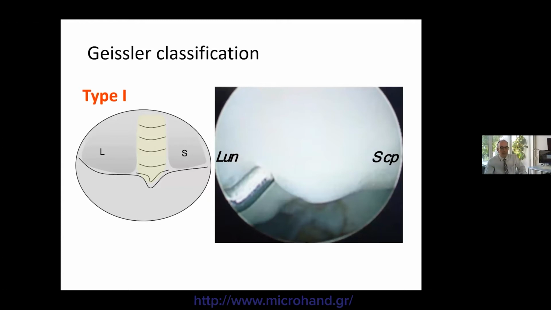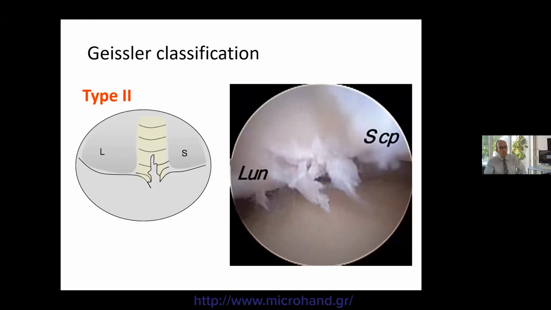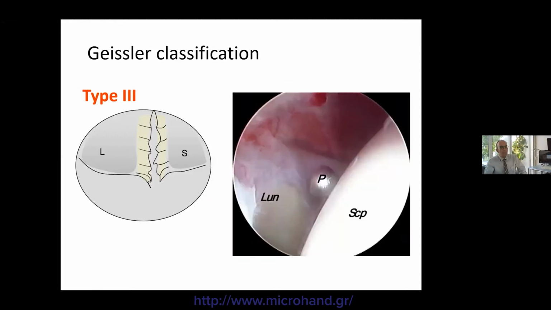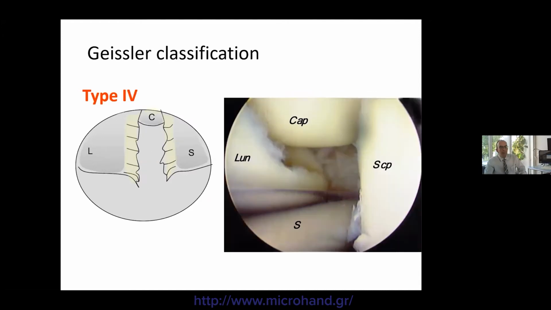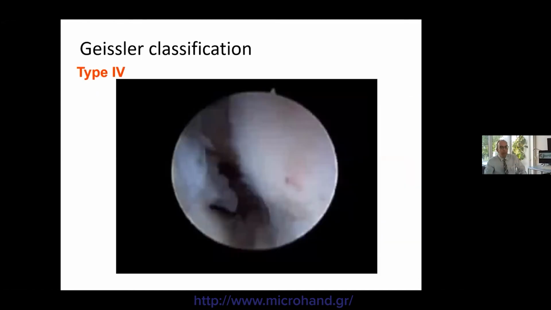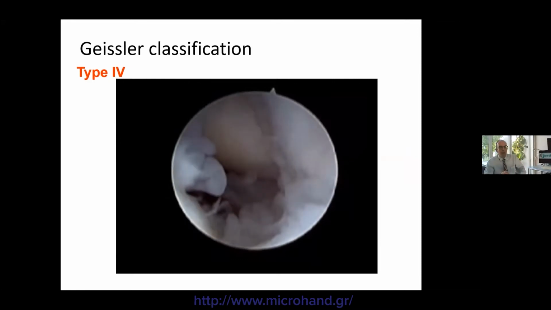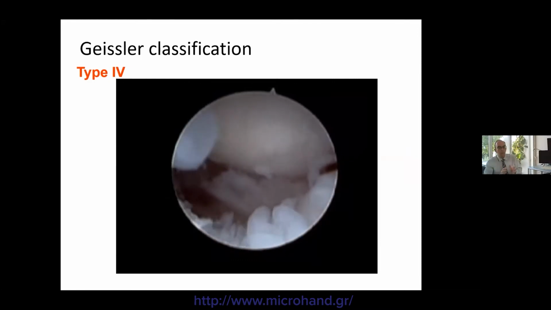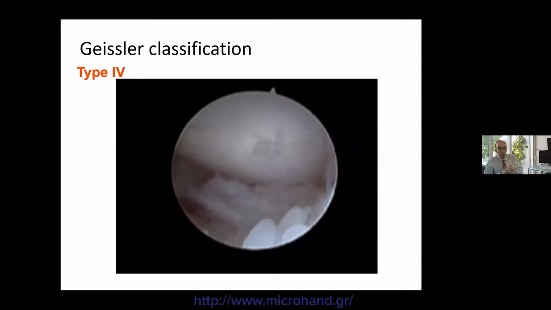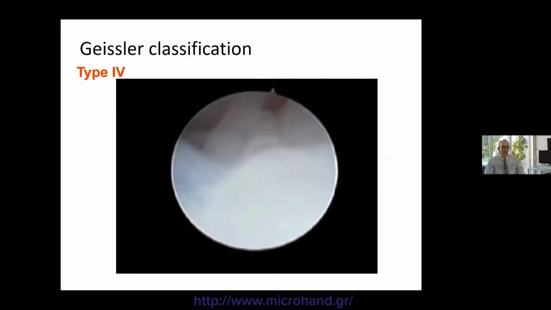So by the Geissler classification, we have type 1 tears that are just attenuation, type 2 that are partial tears, type 3 that are partial tears that allow your probe to go through, and then type 4 lesions that allow your arthroscope to go between the scaphoid and the lunate, as in this example, from radiocarpal to midcarpal joint. Left is scaphoid, right is lunate, and right in front of you, you can walk through and see the head of the capitate.